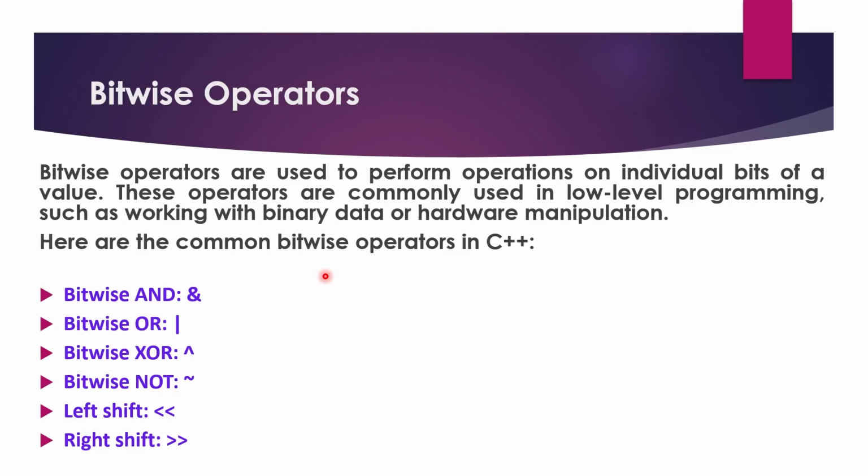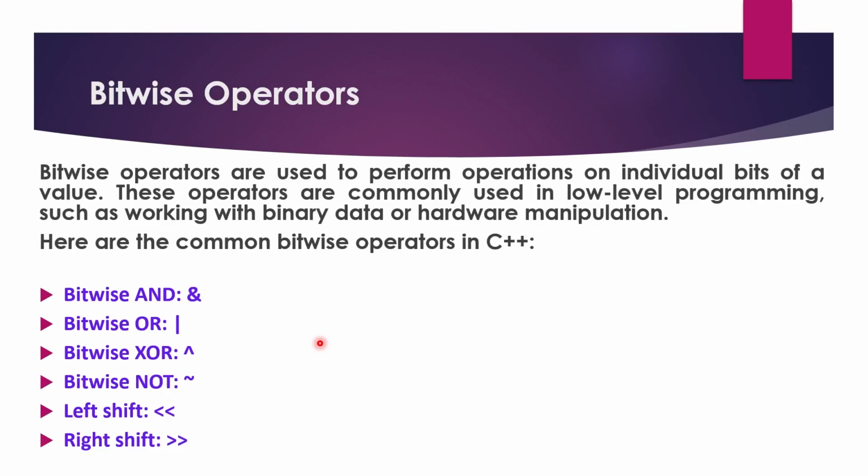As you can see in the definition, bitwise operators are used to perform operations on individual bits of a value. To put it even more simply, the individual number will be converted into a bit or binary value. Then on the individual bits of the binary number, we will be performing certain operations. That's why these operators are known as bitwise operators.